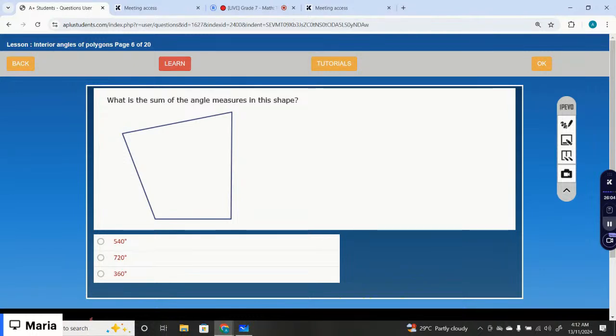What is the sum of angle measures in the shape? Which is the correct option? That's a four-sided shape, so that must be 360 degrees, right? Okay, you can complete the lesson by yourself later today. Let me just move on to the next lesson.